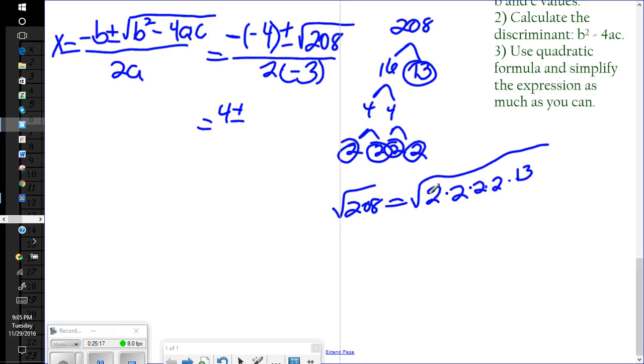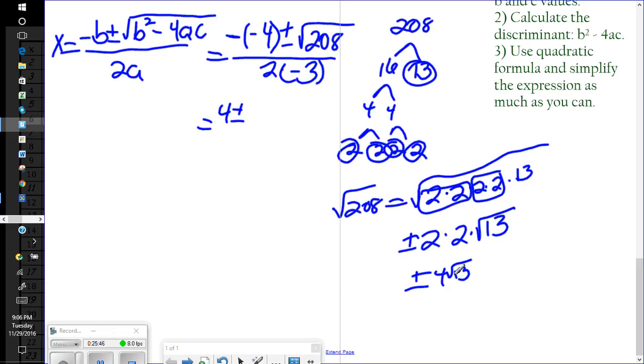Now to simplify this, you're looking for pairs. 2 times 2 is 4. The square root of 4 will give you plus or minus 2. Here's another pair. 2 times 2 is 4. The square root of 4 will give you 2. The 13 doesn't have a pair, so it stays as the square root of 13. Now 2 times 2 will give you 4, so the answer will be 4 square root of 13.